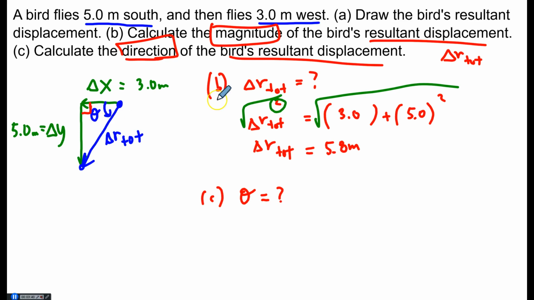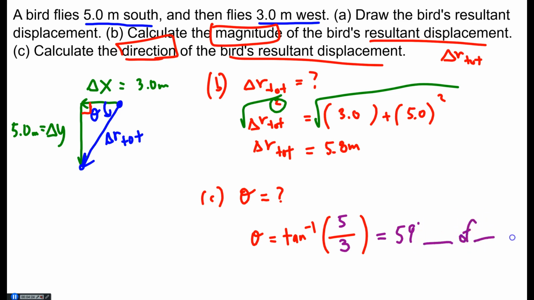To find theta, we will use inverse tan. Inverse tan always has opposite over adjacent. So if I look at my angle, I draw a line out from the angle, and that line will run into the opposite leg. So the opposite is 5, and the adjacent is 3. The hypotenuse is not a leg at all. That's the hypotenuse. So my angle calculation will be inverse tangent of 5, the opposite, over 3, the adjacent. When I calculate, I get 59 degrees, but I'm not done.